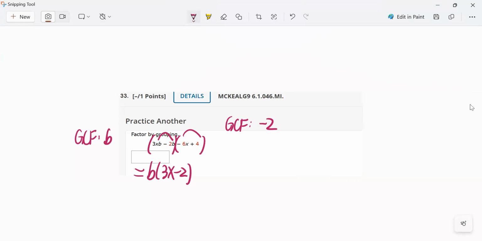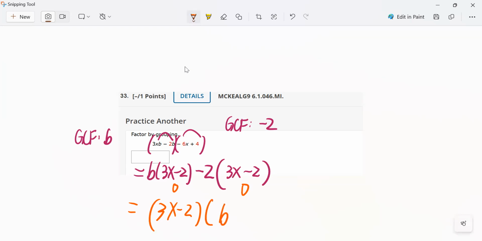So we're going to turn that into positive, so we have to factor out -2. -6x over -2 gives us 3x. Positive 4 over -2 is -2. Now we see another common factor, 3x minus 2. Put in the front 3x minus 2, and b minus 2 stays in the second parentheses. Any question about this?